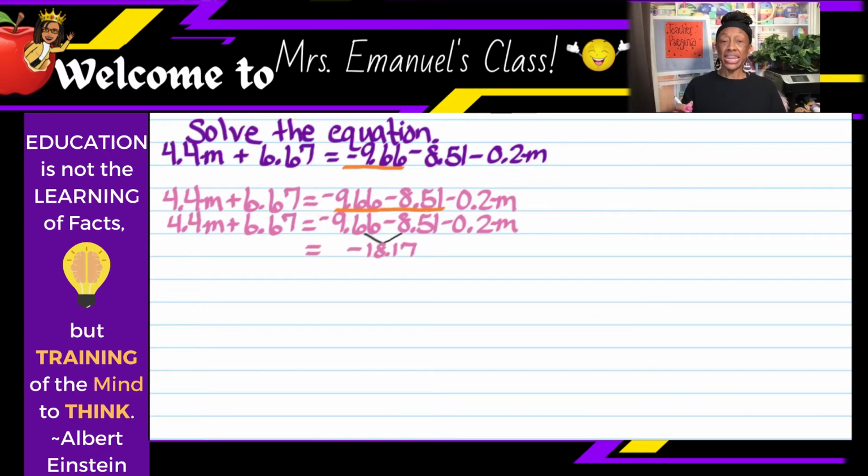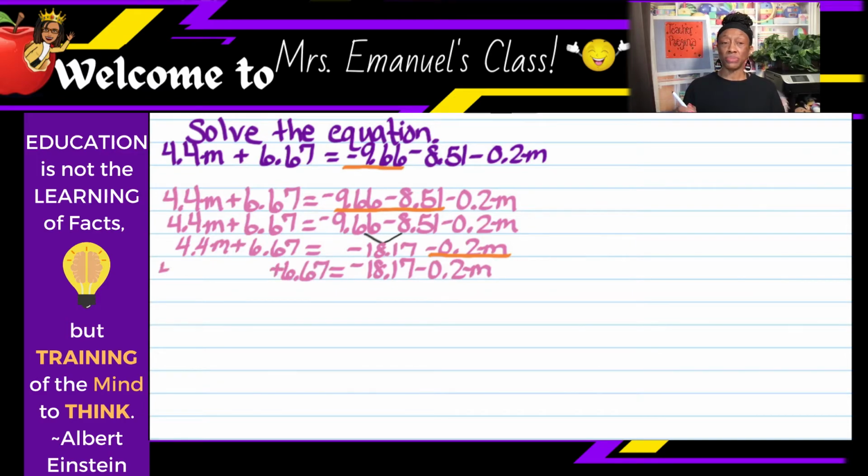Let's do this. Now remember, negative 9 and 6/600 minus 8 and 5/100. You can input that in decimal so that you can get the correct answer. Okay. So when I combine negative 9 and 6/600 minus 8 and 5/100, I got the lovely negative 18 and 1700. And I brought down my minus 2/10 m. Now I'm bringing down my 6 and 6/700 plus 4 and 4/10 m.